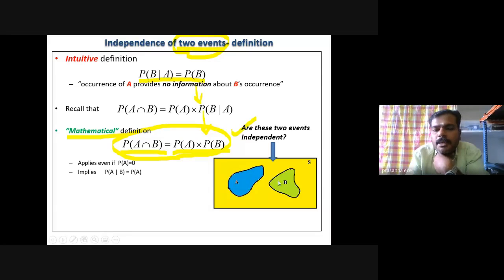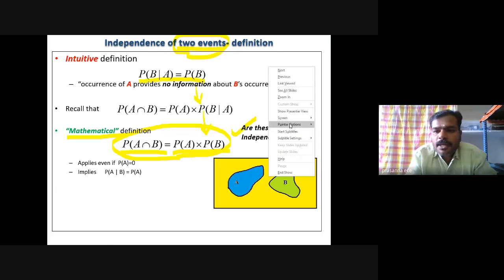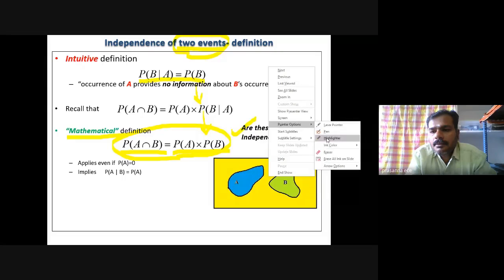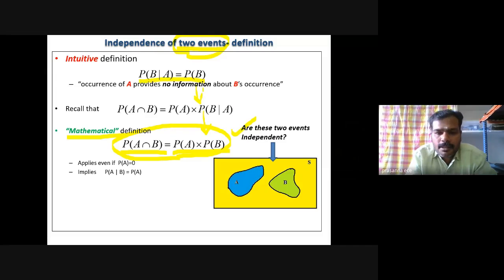So being disjoint in the sample space does not imply that these two events are independent. Why? By disjoint, what we mean is they don't overlap in the sample space. Basically, what we mean by independence is that the occurrence of one event does not affect the probability of the other event, so it does not affect our initial beliefs about the occurrence of the other event. That is what we started with for defining independence.